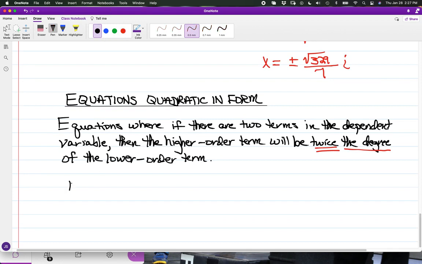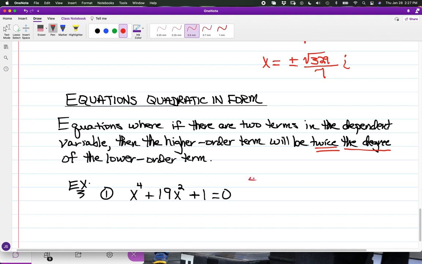Now, not looking at solving, but just showing how an equation can be quadratic in form, we can say that we have x to the fourth plus 19x squared plus 1 is equal to 0. So you have x to the fourth plus 19x squared plus 1 is equal to 0. And we have two terms in the variable x.